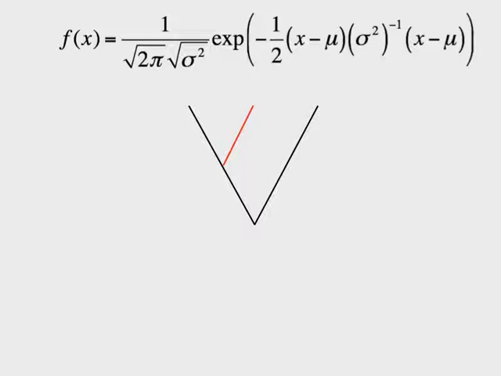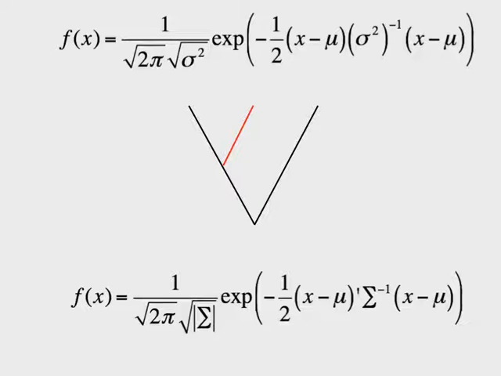Well, this is the univariate normal. We could use the multivariate normal. Same thing, but now I have a vector of observations and a vector of means, and instead of a single variance, now I have a covariance matrix. Any questions about that?